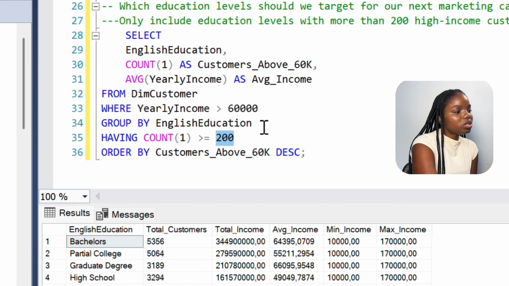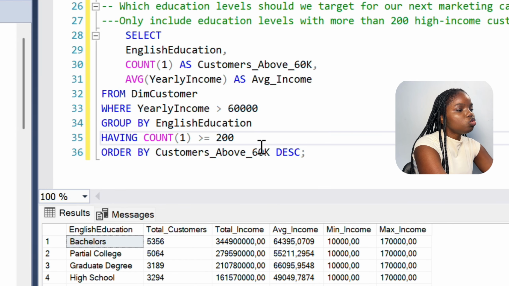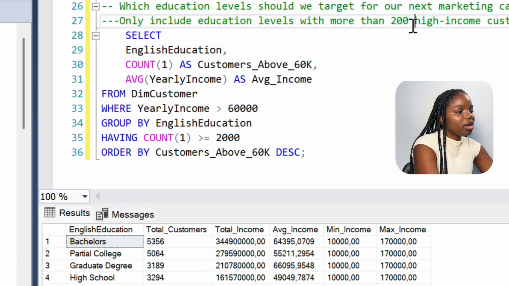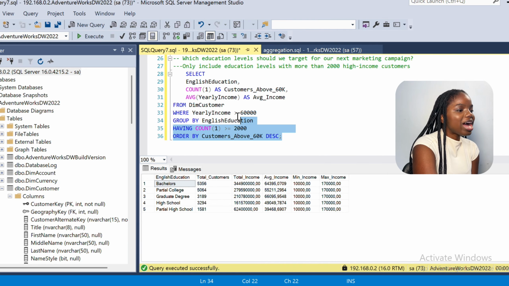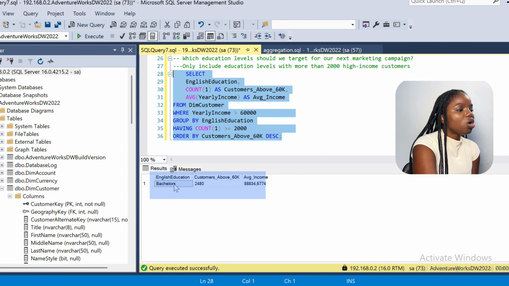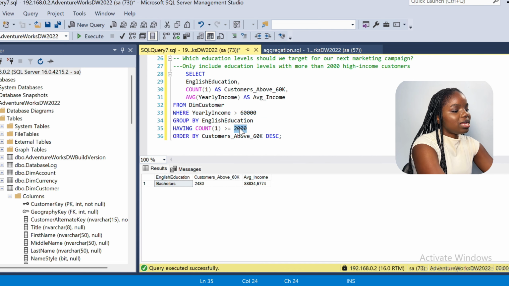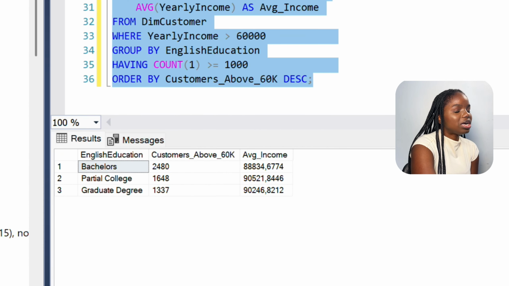So if we say only educational levels with more than 2,000 high income earners, and we put this condition and run this, you see that only bachelors comes up, because only bachelors are those that are above 2,000, like the count is above 2,000 and they are earning above $60,000. So let's reduce this to, let's say, 1,000. So that is in the total count of the customers, they are above 1,000 that are earning above 60,000.